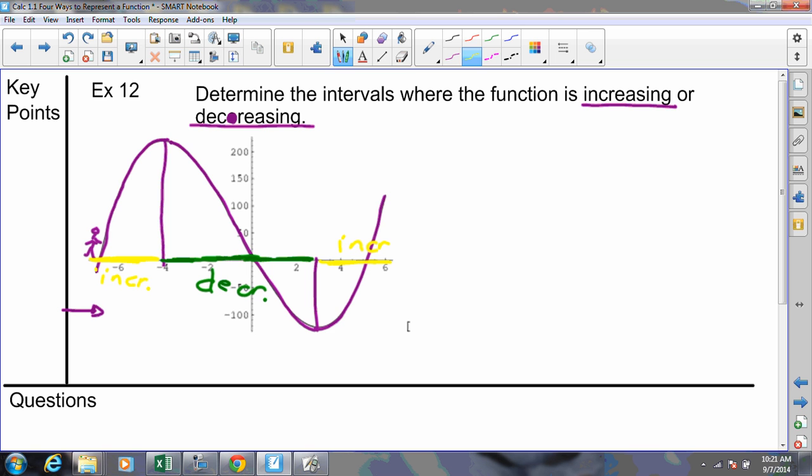If we assumed that the graph keeps going forever, we could say that we'd have negative infinity, so on and so forth. But for this particular problem, I'm not going to assume that they go on forever. I'm making the assumption that they stop right where the graphs end. Well, if we make that assumption, then our intervals where it is increasing are right here. From negative 7 to negative 4, and then from 3 to 6.